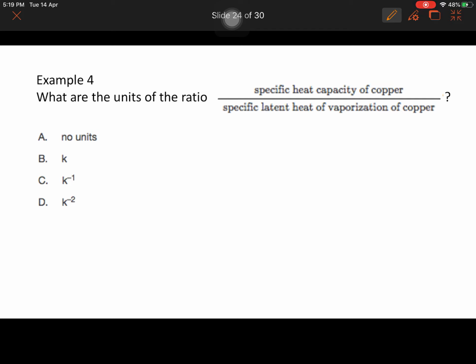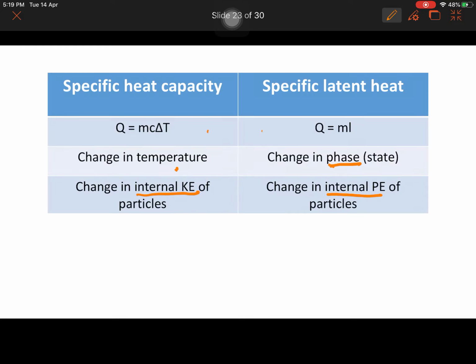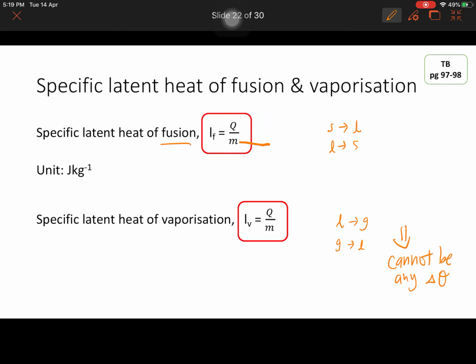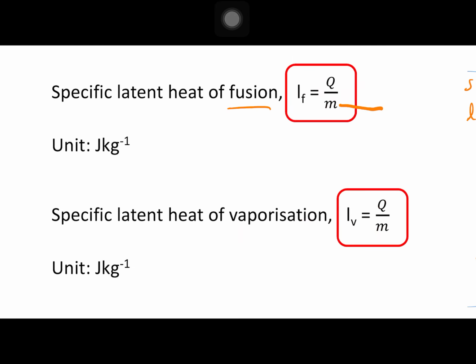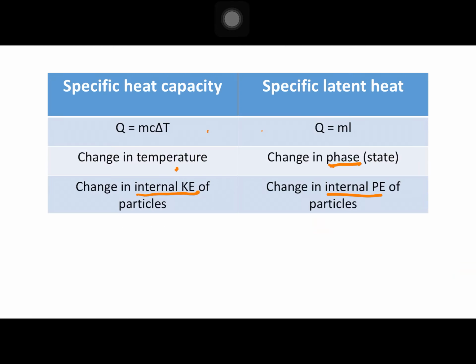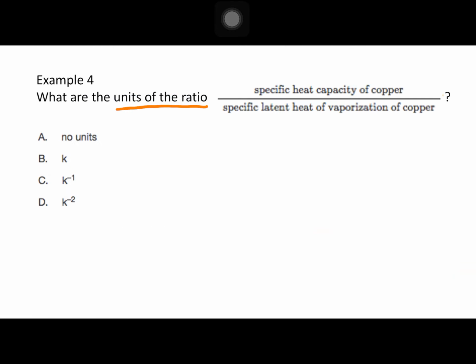Okay, so they ask for the ratio of the units, right? So let's talk about specific heat capacity first. What's the units for specific heat capacity? Too many, it's too troublesome. So what is small c equal to? Q over m delta theta. So it's joules per kg per Kelvin.